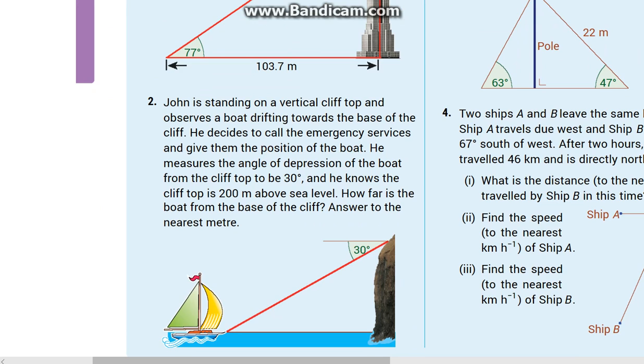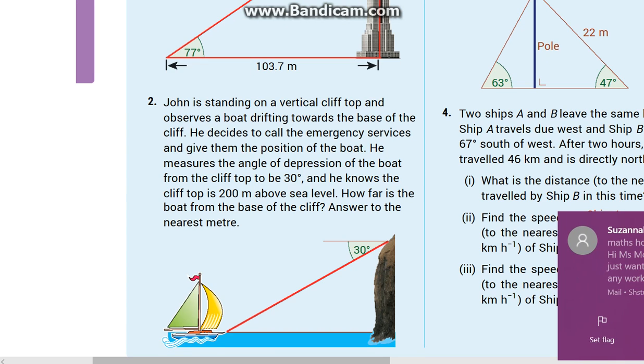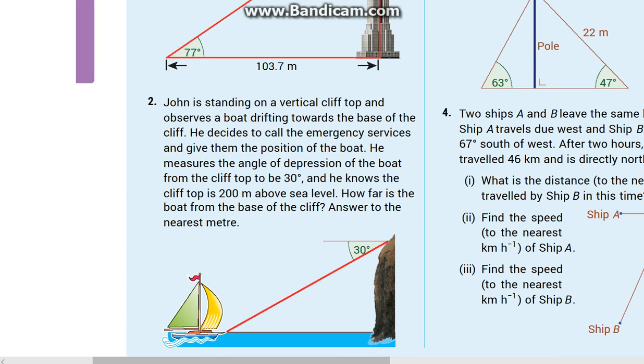This one here, John is standing on a vertical cliff top. He observes a boat drifting towards the base of the cliff. He measures the angle of depression that he's looking down at as 30 degrees. He knows the cliff top is 200 metres above sea level, so he knows the height of this is 200 metres. And he wants to find out how far away the boat is that he's looking at from the cliff top. Okay, so you can see the shape of the triangle that's made here. You can see that 30 degrees does not belong to that triangle.